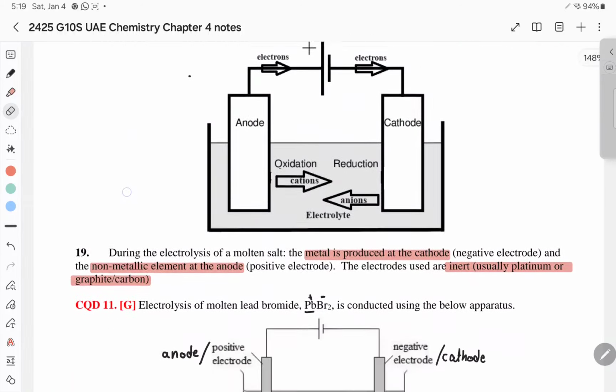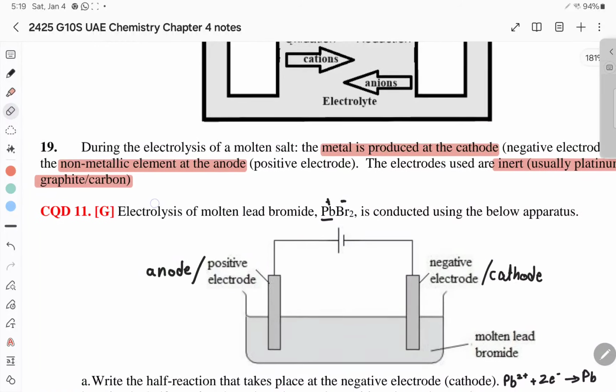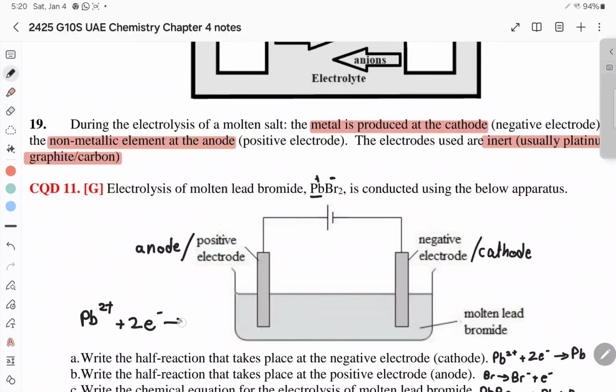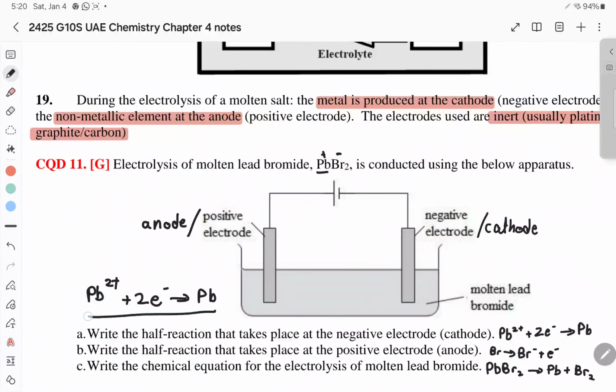So now we need to write the half reaction that takes place at the cathode, which is with Pb. Since it's reduction, it will be going from Pb2+, if you add to it 2 electrons. This is how you write a half reaction for reduction. The electrons are on the reactant side. And Pb. And that's the half reaction that's going to happen at the cathode.